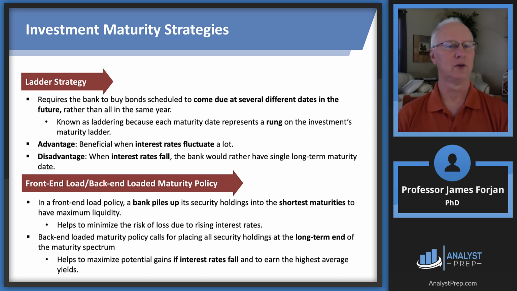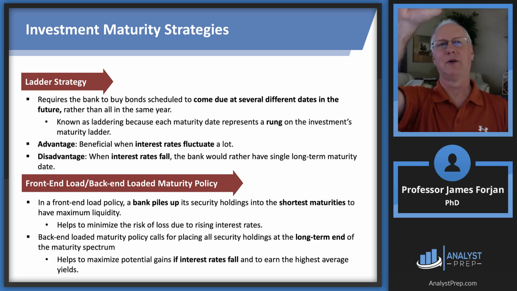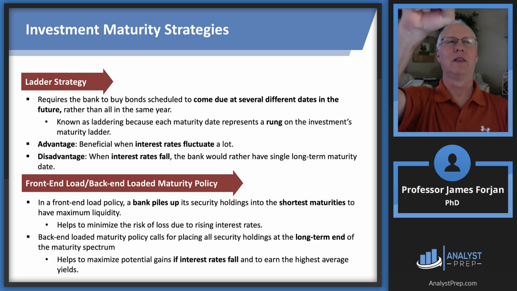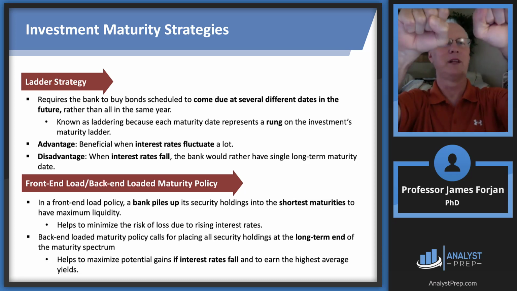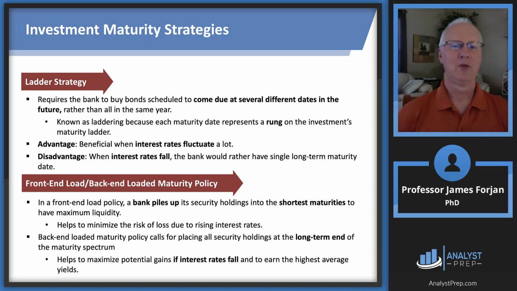Well, one way is to execute this ladder strategy. So just think about it. You climb up the ladder, and every time you put your hand up there to climb up another rung, that means a liability is coming due, and you bring your other hand up, and there's an asset that is maturing, and so you bang those two together. So what does that circle point say? Laddering, because each maturity date represents a rung on the investment maturity ladder.